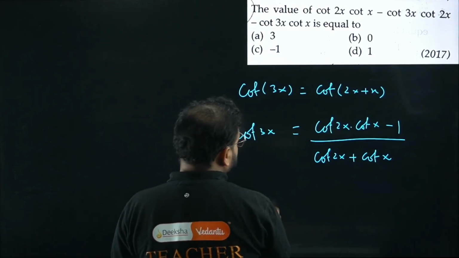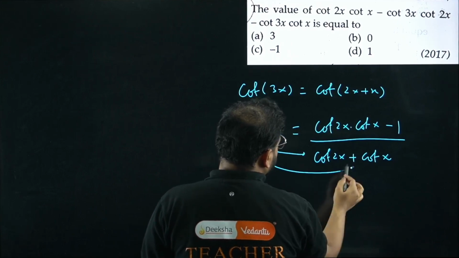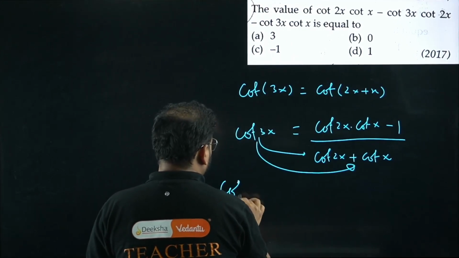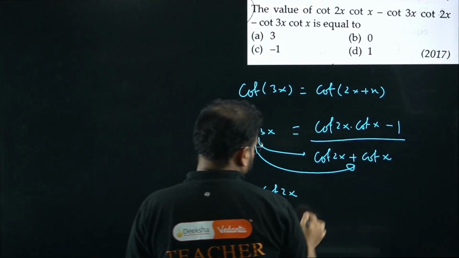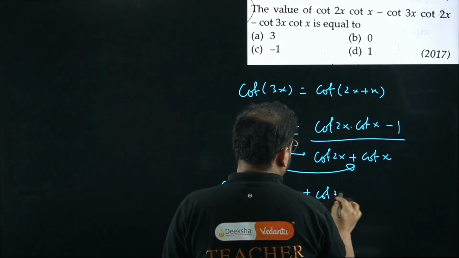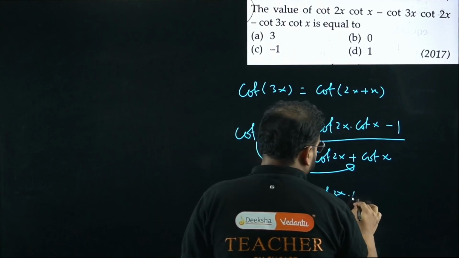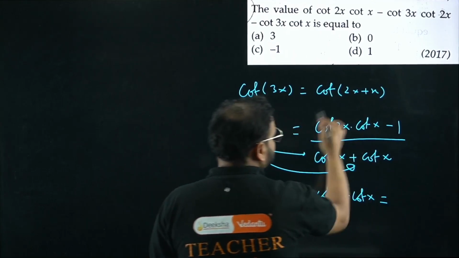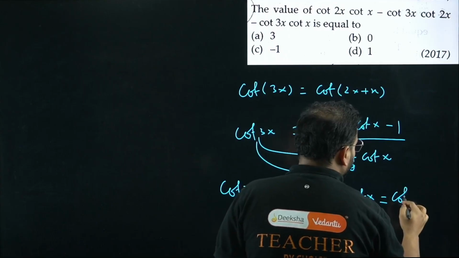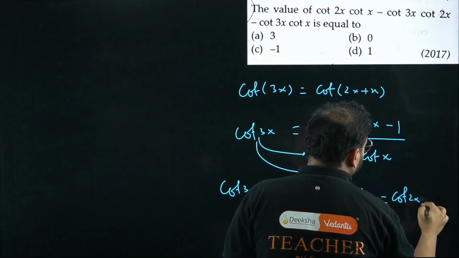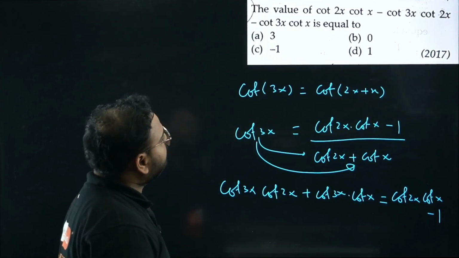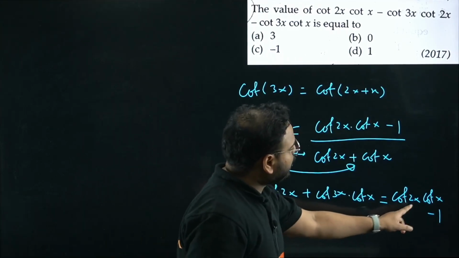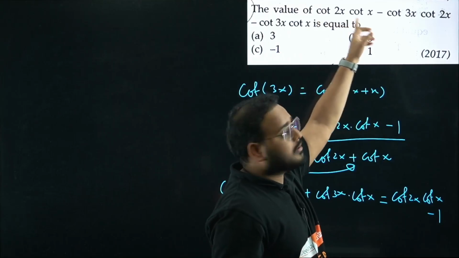I hope this will make sense. Multiply once with this and once with this. What do you get? Cot 3x cot 2x and once with this plus cot 3x cot x equals this RHS part. What is there? Cot x cot 2x minus 1. Please check. I'm looking for this part to be positive. Cot 2x and cot x should be positive. Have a look.